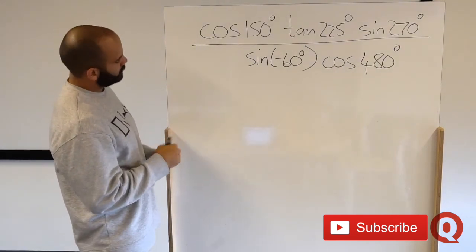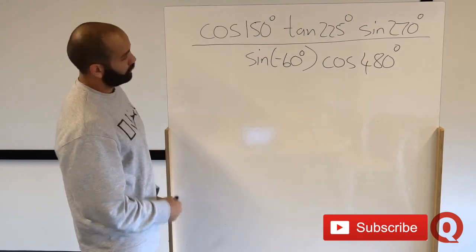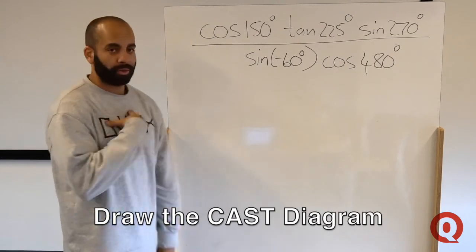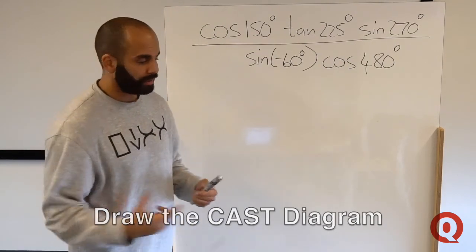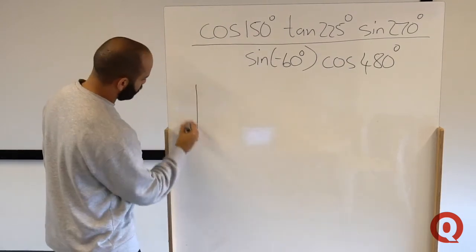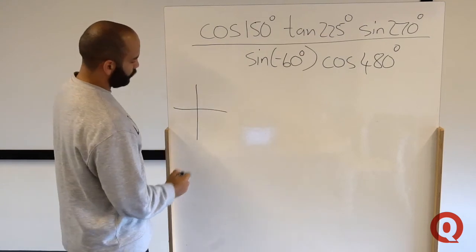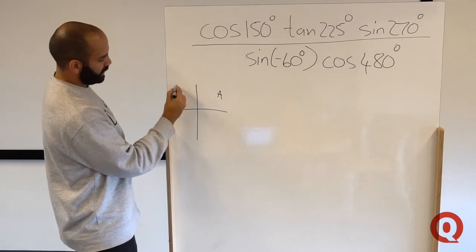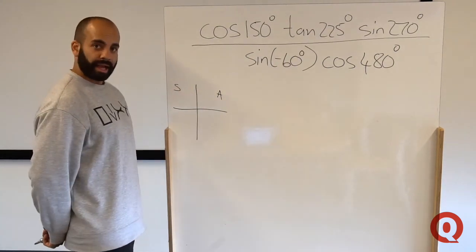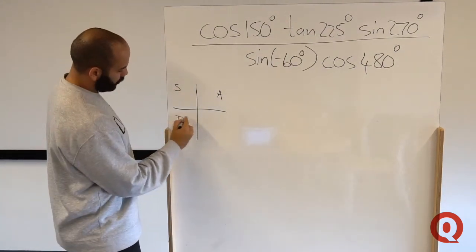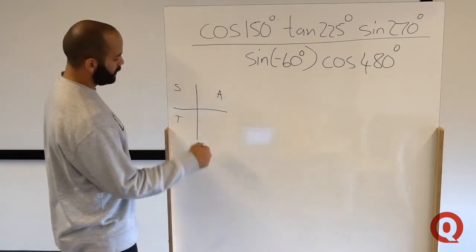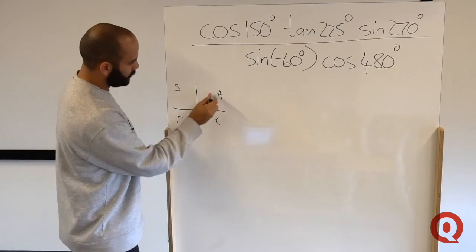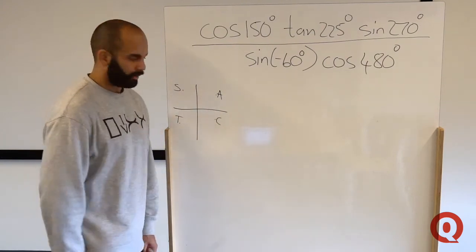So looking at this, I can already see that the first thing I'd want to do is draw the CAST diagram. I always do that before I do anything related to trig. So, simple CAST diagram: you know that all angles are positive in the first quadrant. You know in the second quadrant, sine is positive. You know in the third quadrant, tan is positive, and you know in the fourth quadrant, cos is positive, and hence why you get the CAST diagram.